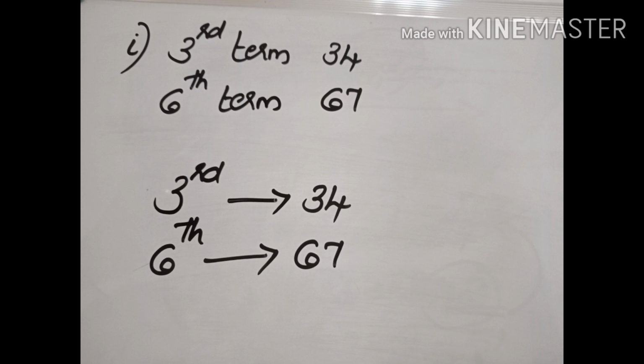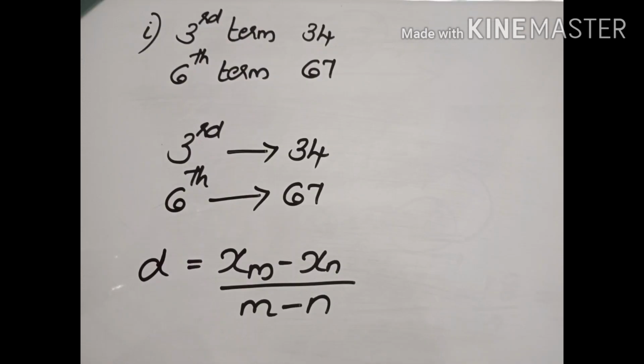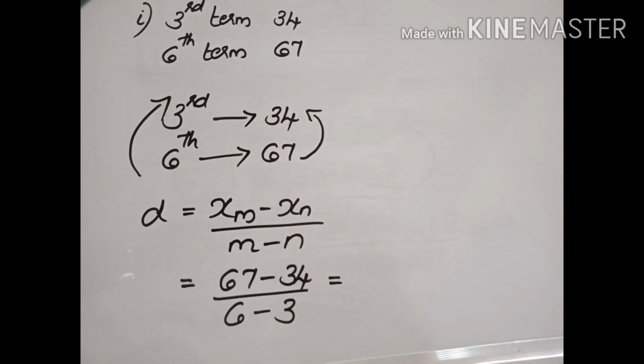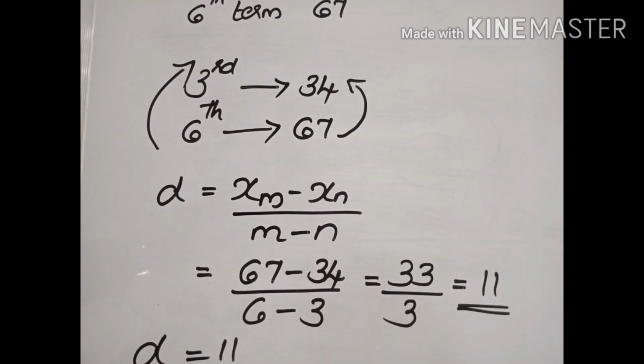So we have to apply the second equation, that is d equal to (xm minus xn) by (m minus n). So here xm is 67 because sixth position, highest position is 6, so corresponding term is 67, minus lowest position term, that is 34. So 67 minus 34 divided by difference of positions, that is 6 minus 3. So answer will be 33 by 3, that is equal to 11. So here 11 is a common difference.